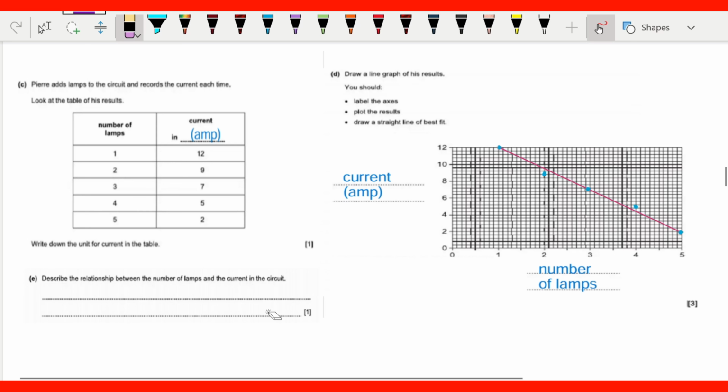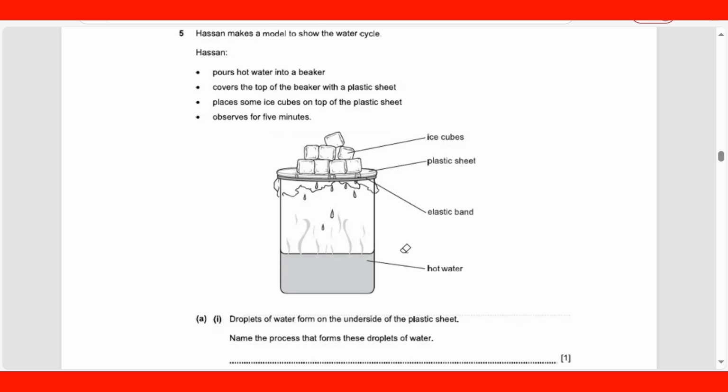Hassan makes a model to show the water cycle. Hassan pours hot water into a beaker, covers the top of the beaker with a plastic sheet, places some ice cubes on top of the plastic. Observe for 5 minutes. A1. Droplets of water form on the underside of the plastic sheet. Name the process that forms these droplets of water.